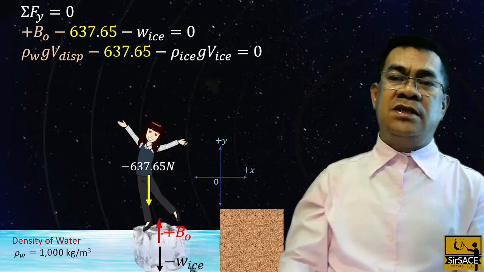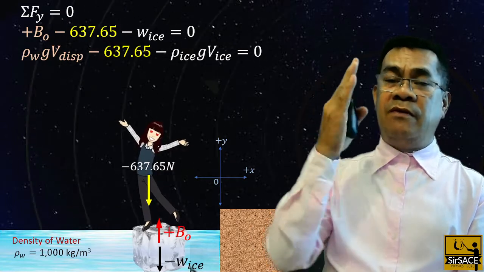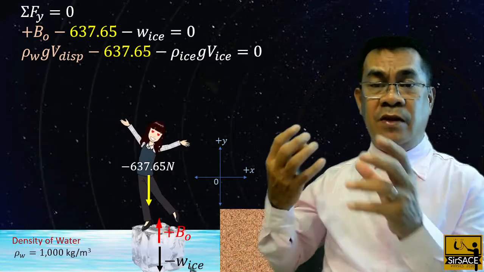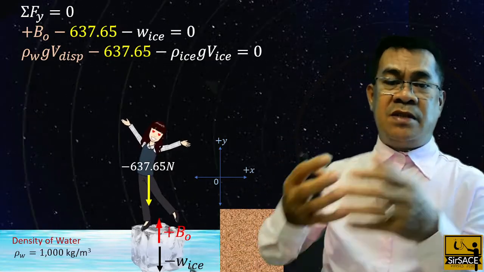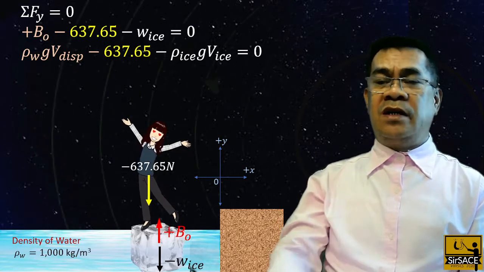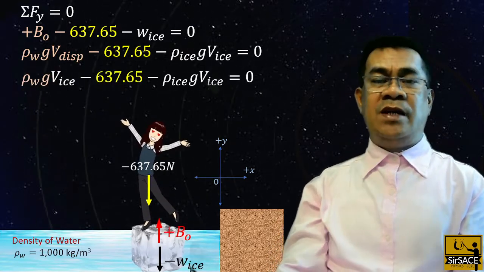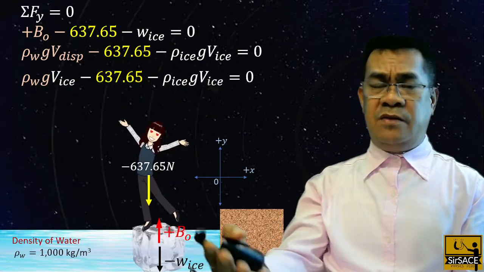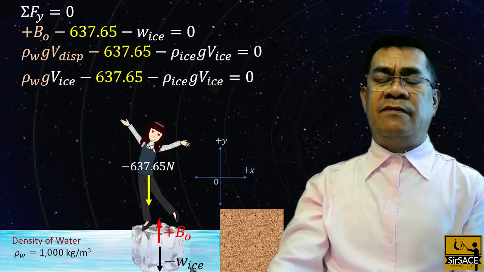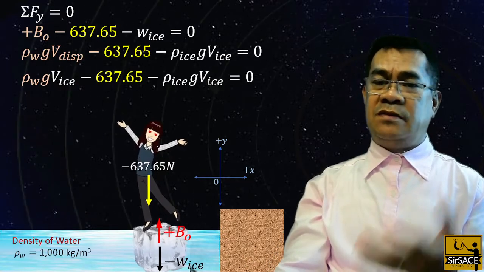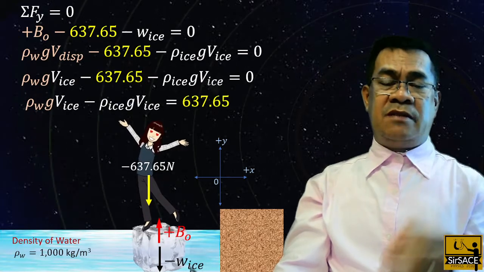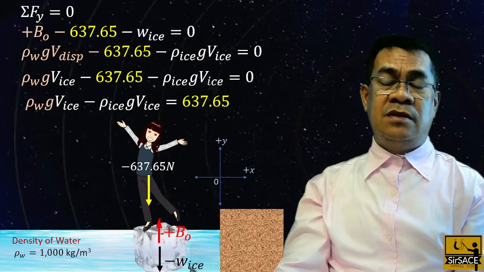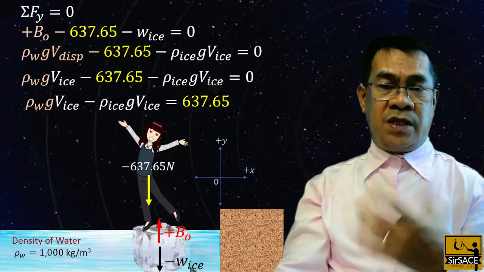We have the weight of the ice, and we have the volume of the ice and the volume displaced. But remember that the volume displaced is the same as the volume of the ice. Meaning, we can replace the volume displaced by the volume of ice. So in that case, we have only one unknown. Densities are known, we have the table. So we can solve for the volume of the ice. So again, transpose the positive to the right, then we have that result. And the volume of ice is common, so we can take it out. Okay, then we can solve it.